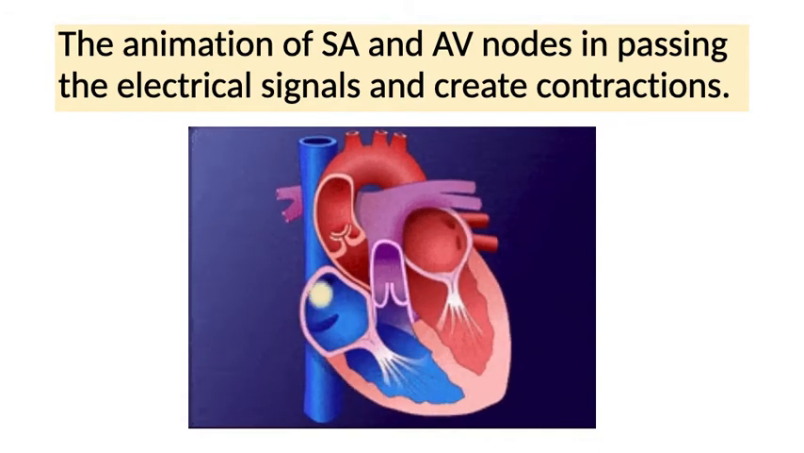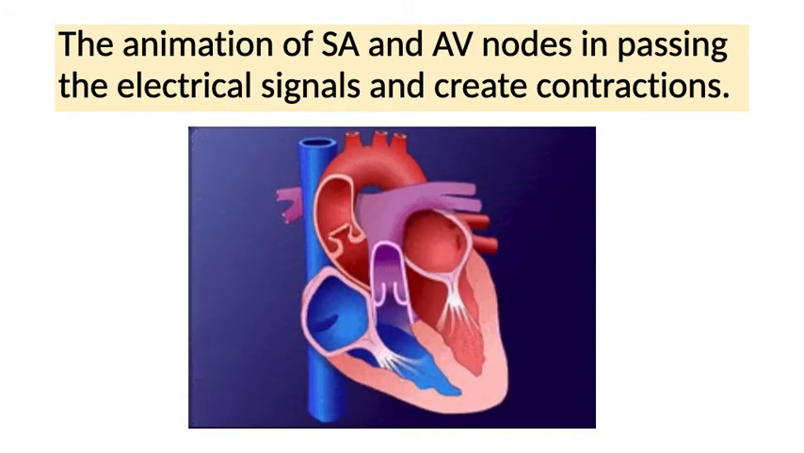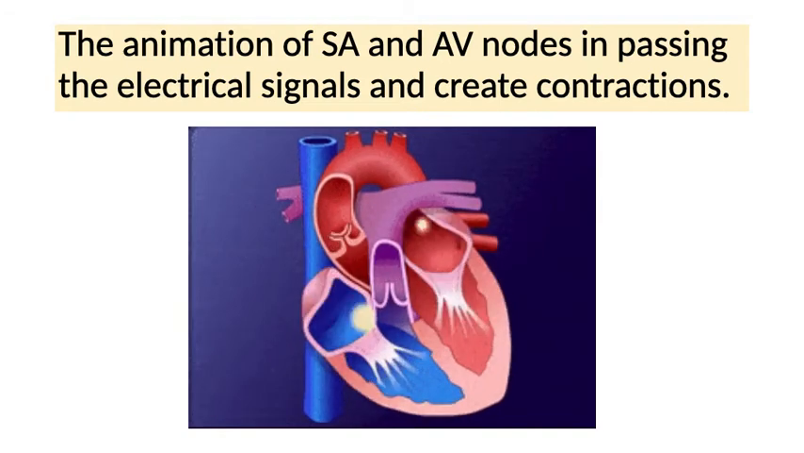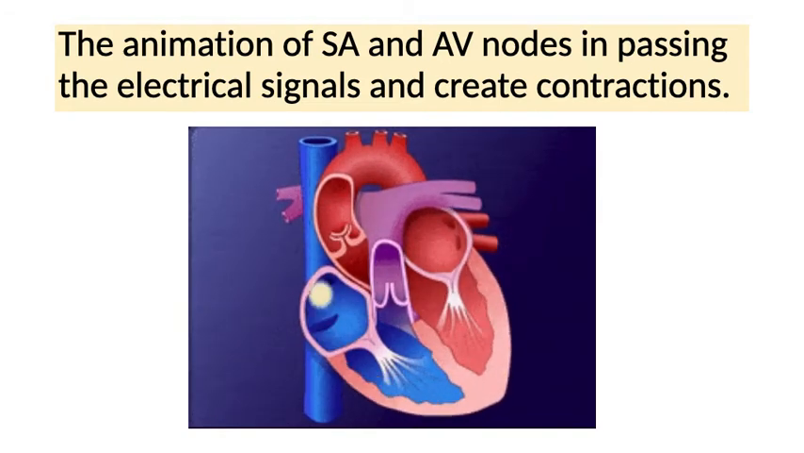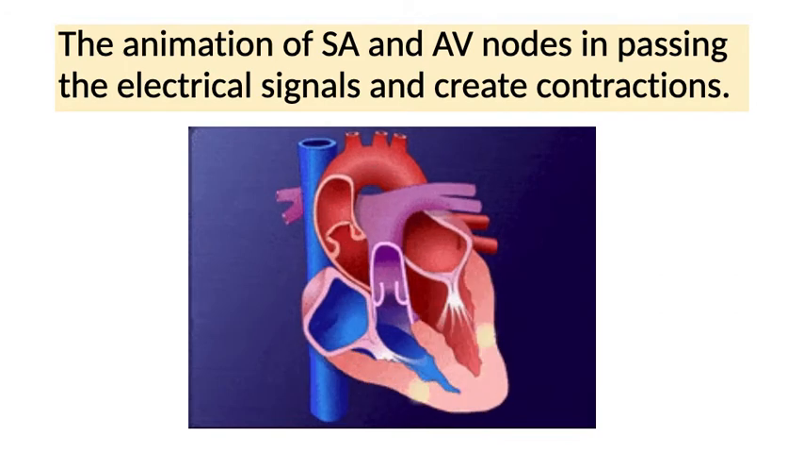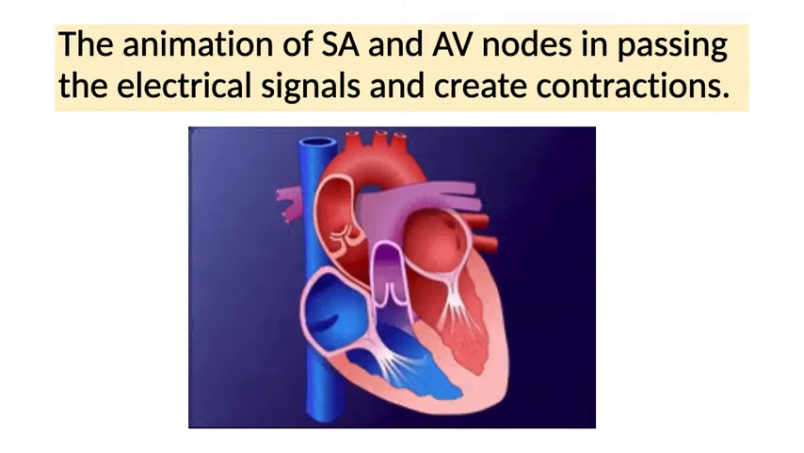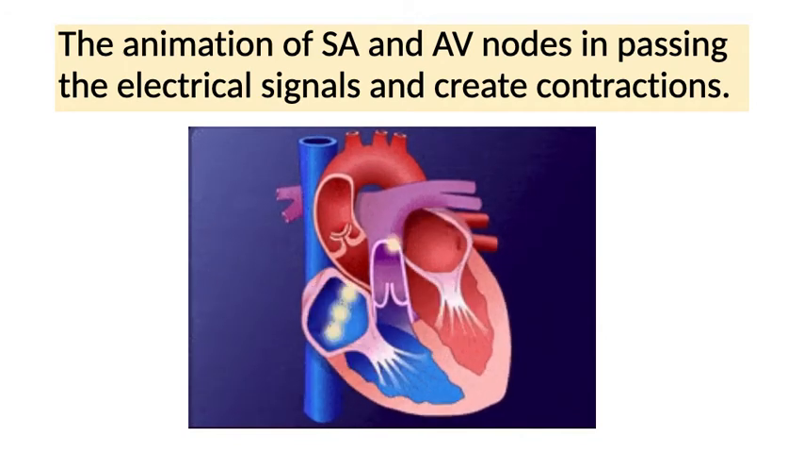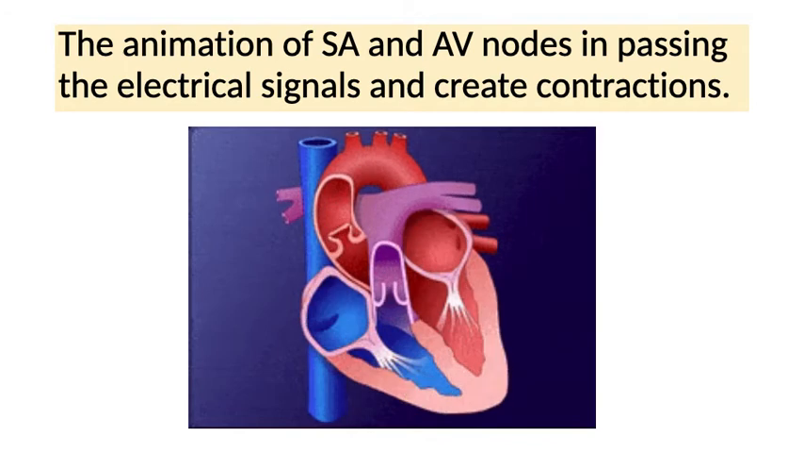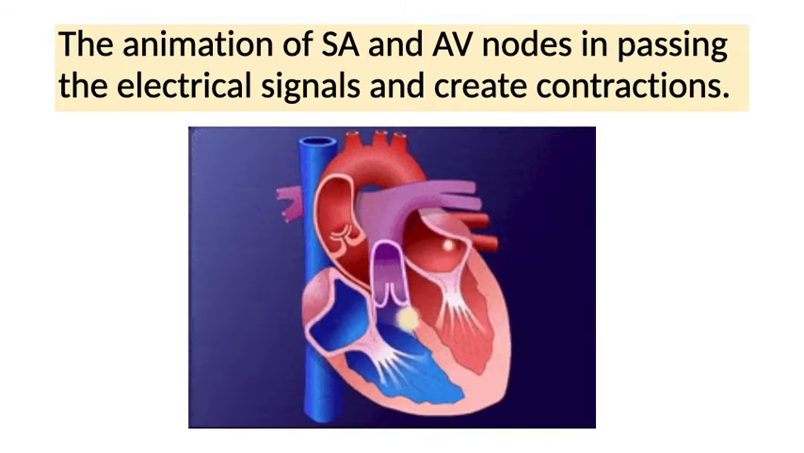In this animation, you can see how the signal is first initiated in the right atrium, and then it travels through the wall of the atria, and then the signal will reach the AV node, and the AV node will pass the signal to the wall of the ventricle and cause the ventricle to contract.